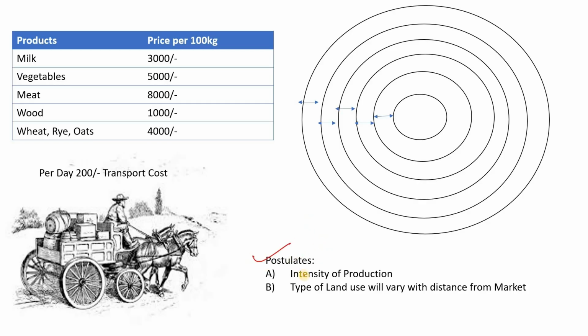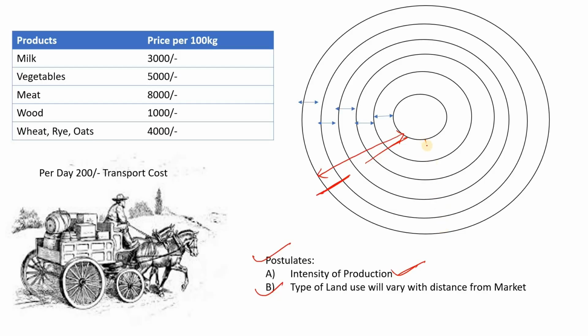Another thing you have to keep in mind is the postulates. What are the postulates of Thunnen? He has given emphasis to the intensity of production. He said the lands near the market will have more intensive farming, and the lands far away from the market will not follow intensive farming. They will do extensive farming, a relaxed mode of farming. This is postulate 1. And what is postulate 2? The type of land use will vary with distance from the market. He said that the type of land use will vary with distance from the market.